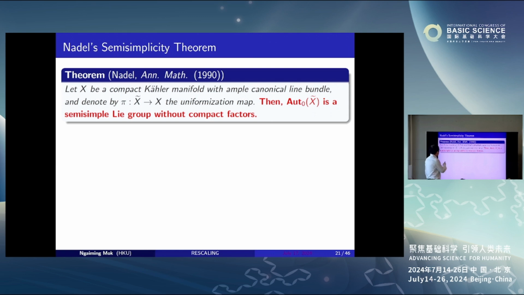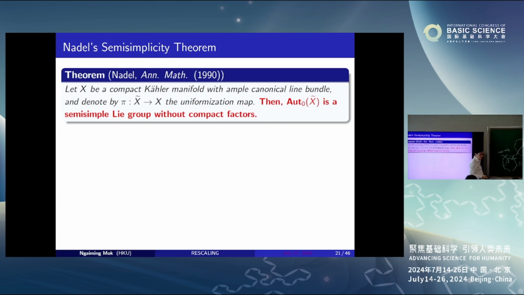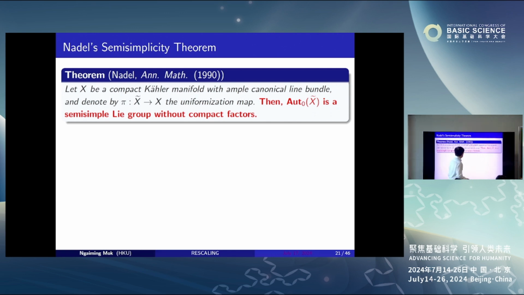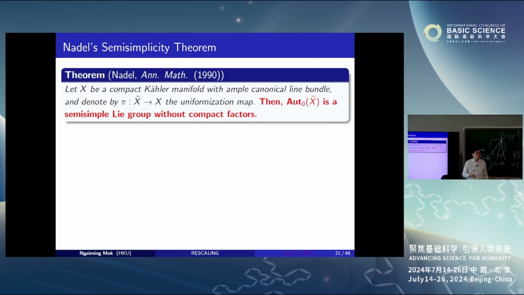Okay, in order to prove my theorem with Chen, an ingredient is Nadel's semi-simplicity theorem. He was studying the automorphism group of the uniformizing manifold of a projective manifold with ample canonical line bundle. And then he proved that this is a semi-simple Lie group without compact factor. This proof makes use of the Kähler-Einstein metric. It makes use of stability. So it's not elementary. It makes use of the existence of the Kähler-Einstein metric.